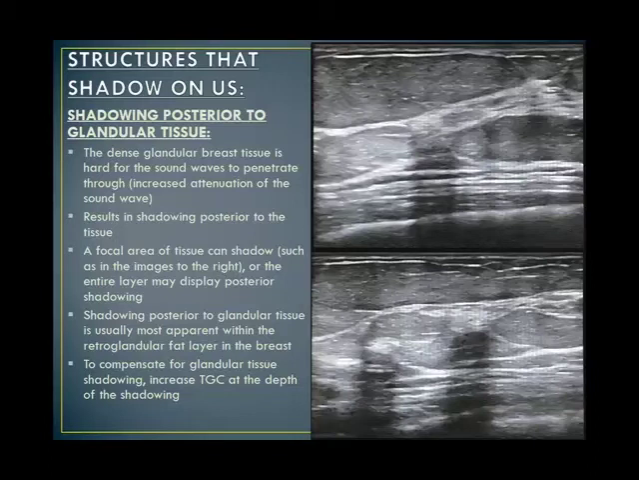So you can see, like in this case, here's our glandular tissue. Here's our shadowing posterior to that glandular tissue. And you can almost turn this into a mass in the breast. So one of the things that new breast sonographers do is, things that should shadow, they don't realize they should shadow, and they turn those artifacts into masses.